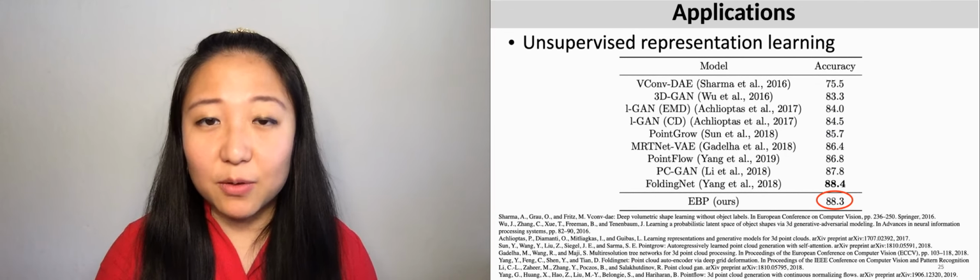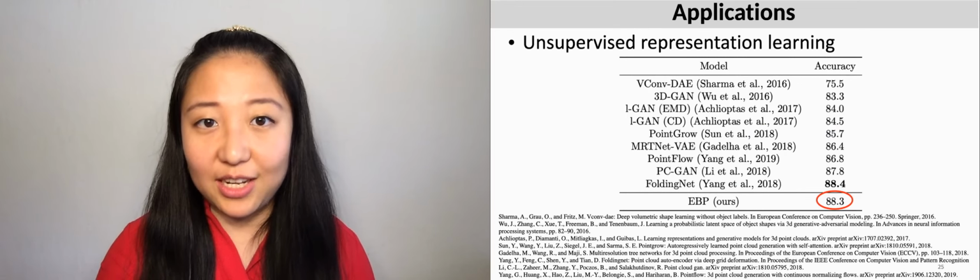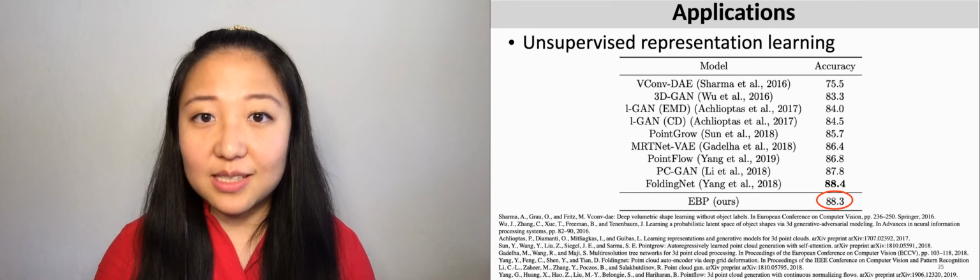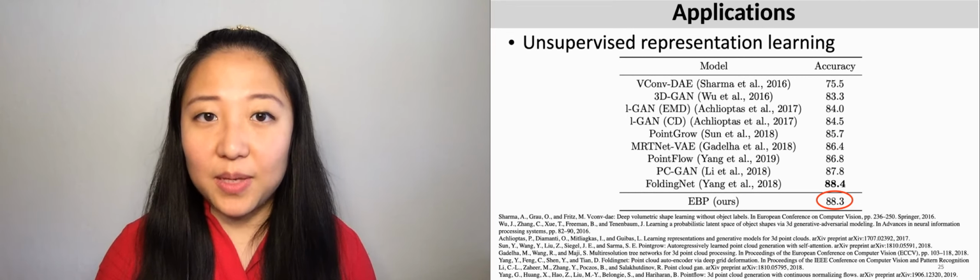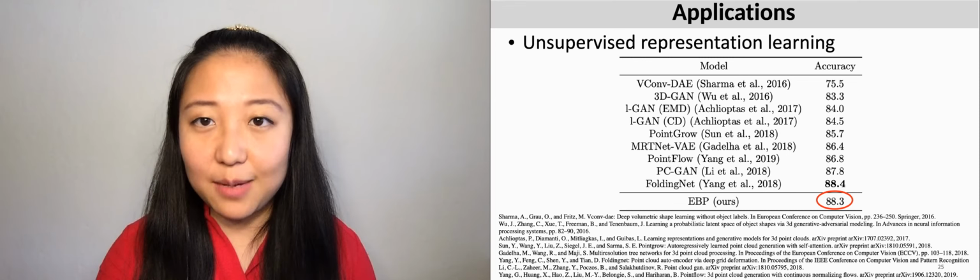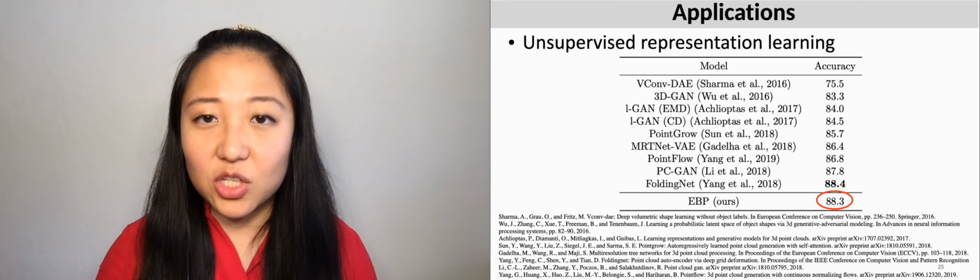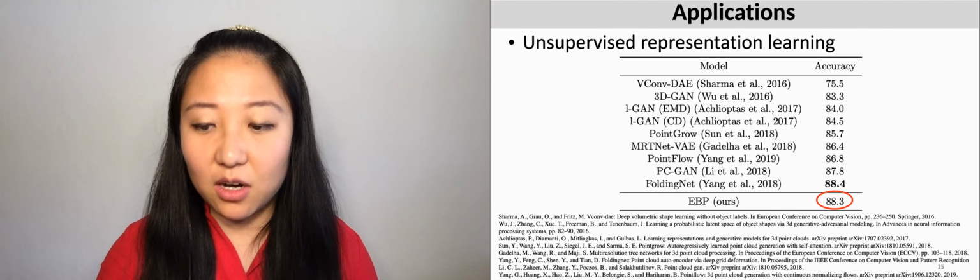Next, we look at EBP's performance in unsupervised representation learning of point clouds. Following the standard procedure, we first train an EBP on all 55 classes of ShapeNet and use the trained model to extract representations on ModelNet 40. The extracted features correspond to the output of the layer prior to the aggregation operator in the energy function. We then train a linear SVM on the extracted features. The SVM's accuracy of EBPs is only 0.1% away from the state of the art.